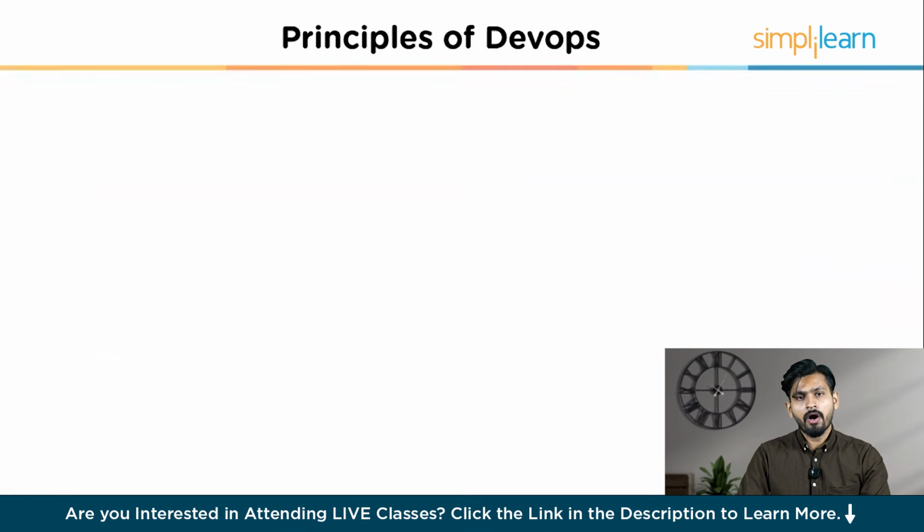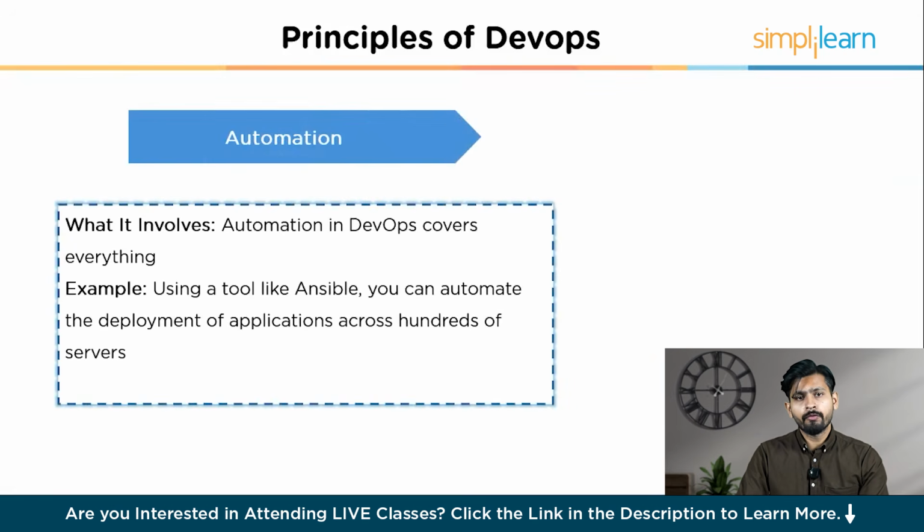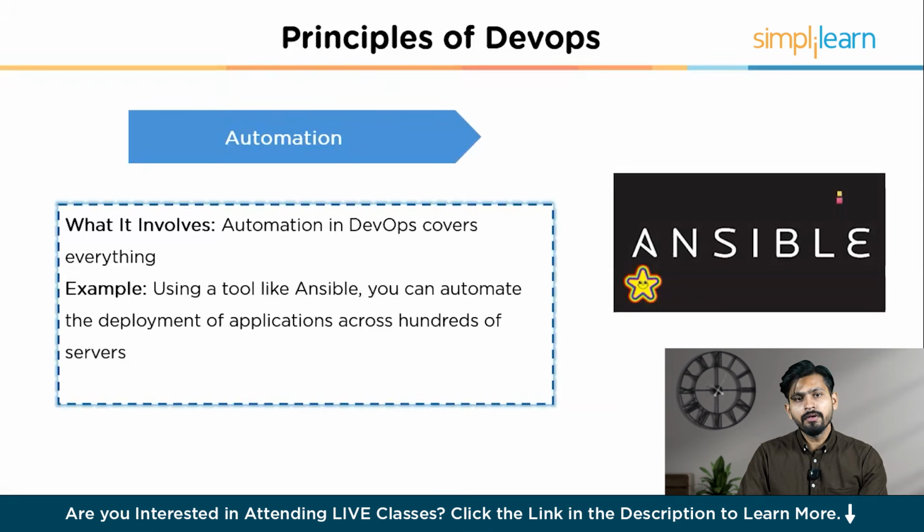Now if I talk about automation, guys, automation in DevOps covers everything from code deployment to environment setup and network configuration. For example, using a tool like Ansible, you can automate the deployment of applications across hundreds of servers, eliminating manual setup and ensuring consistency across your infrastructure.